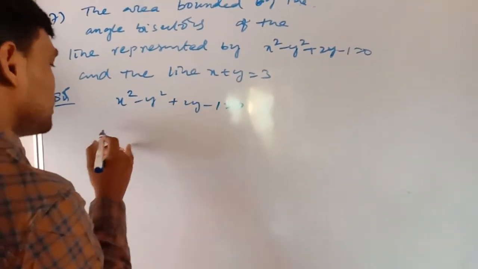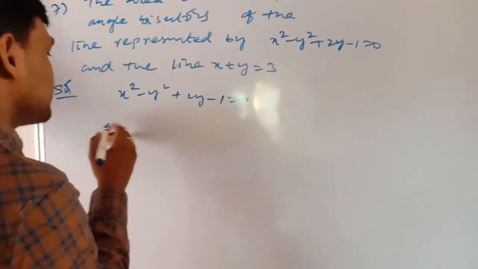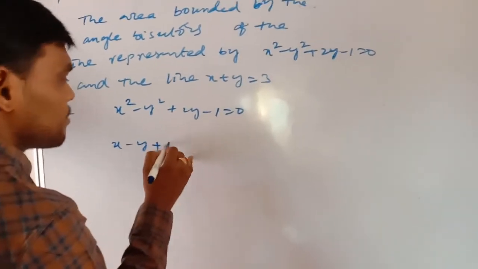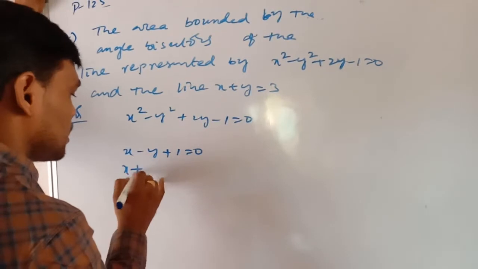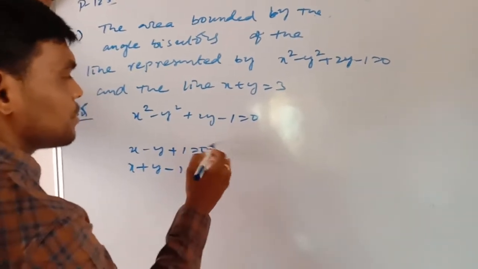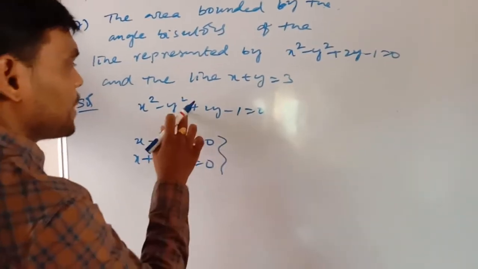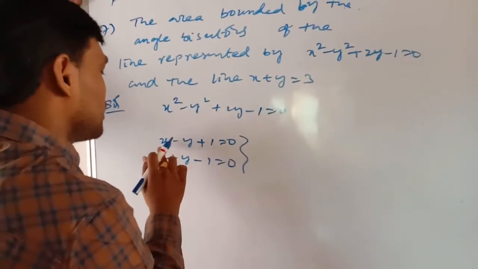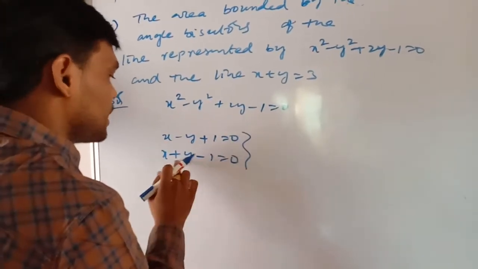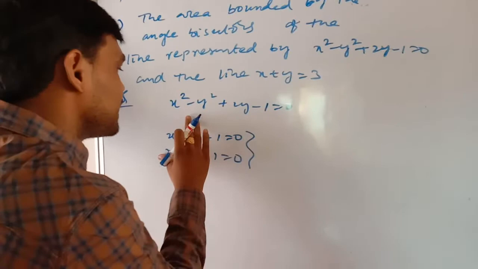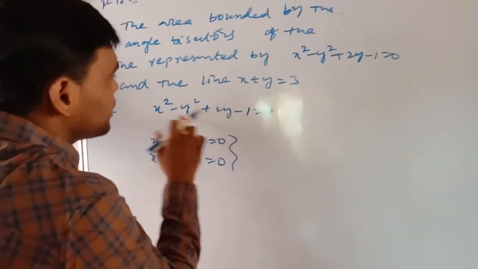Okay, now here the pair of lines, the separate lines, are x minus y plus 1 is equal to 0 and x plus y minus 1 is equal to 0. Now we get the pair of lines by splitting the two lines. Here x minus y plus 1 is equal to 0 and x plus y minus 1 is equal to 0. Now combine the equations and we get the pair of lines.